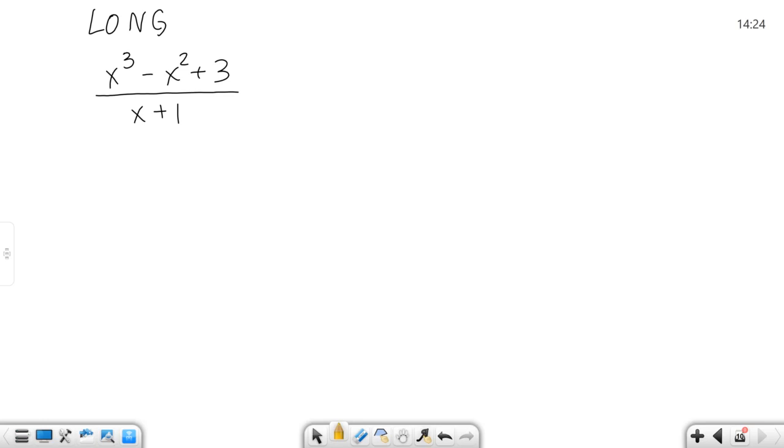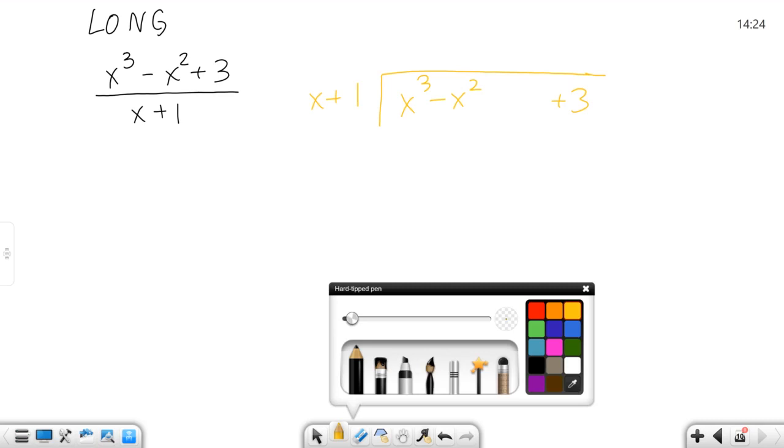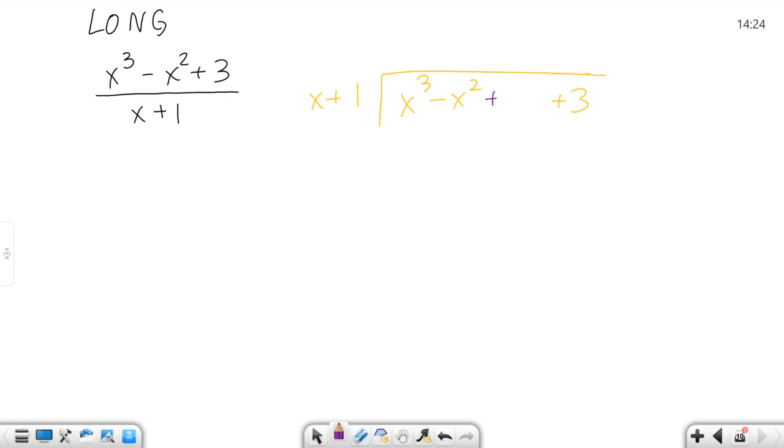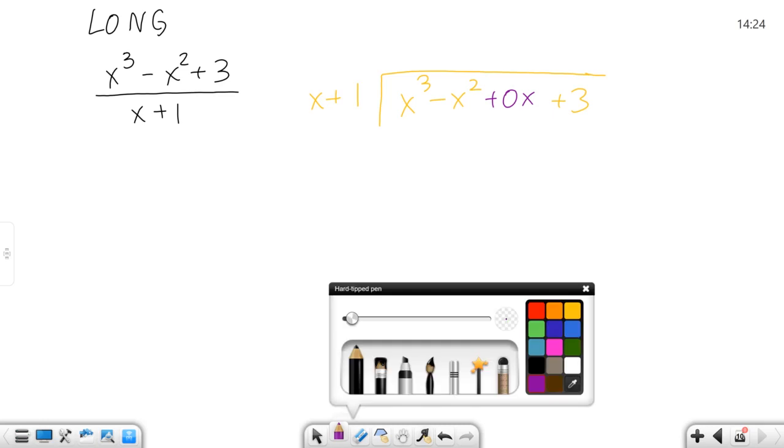Come down here, what's going to go in my house here? It's going to be x to the third minus x squared, but wait a minute, I'm missing the x's, right? So just leave a blank for that and then come over here and put plus 3. Leave blank space for that, and then out front I go x plus 1. So in my space that I'm missing something, I'm going to come in here and put plus 0x, because 0 times x has no value. I'm only putting that there as a placeholder.